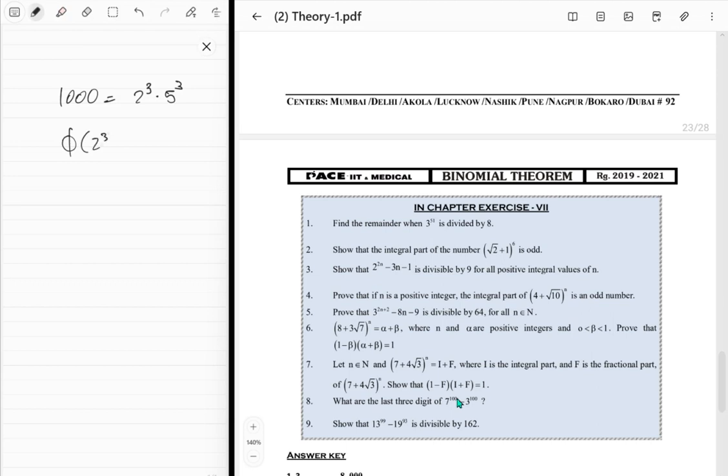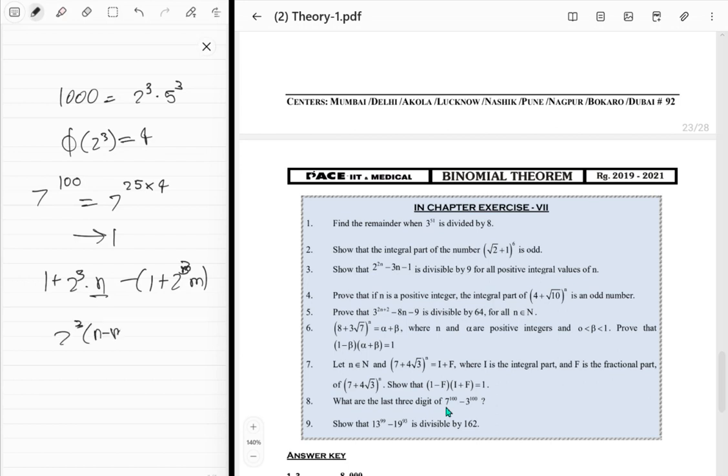So the quotient of 2 power 3 is just 4, and then 7 power 100 is 7 to the power of 25 times 4. So this will give us 1 as the remainder when you divide by 2 power 3. And then 3 power 100 will also give us the remainder 1. So it's 1 plus 2 power 3 times some integer, minus 1 plus 2 power 3 times some other integer. In the end it's just 2 power 3 times some other integer, right? So this whole thing is a multiple of 2 power 3.